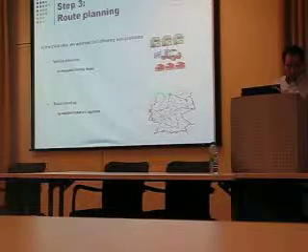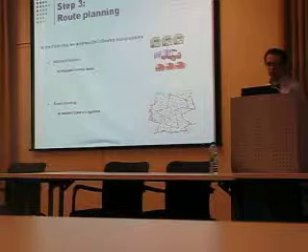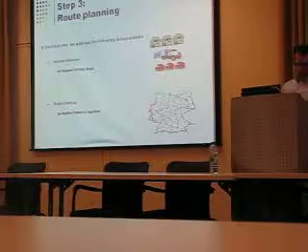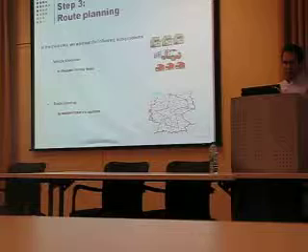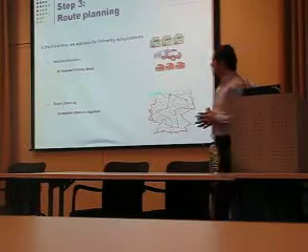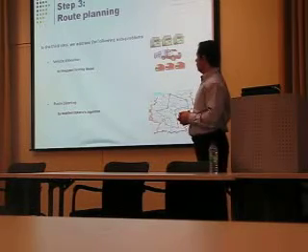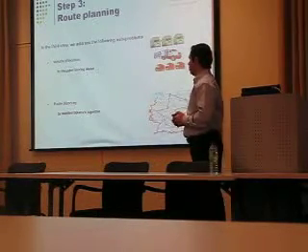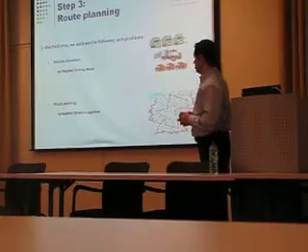The third step is route planning. For route planning, we have 2 subsections. The first is vehicle allocation, and the second is route planning. For vehicle allocation, we use the weighted scoring method, and for route planning, we use the modified Dijkstra algorithm.